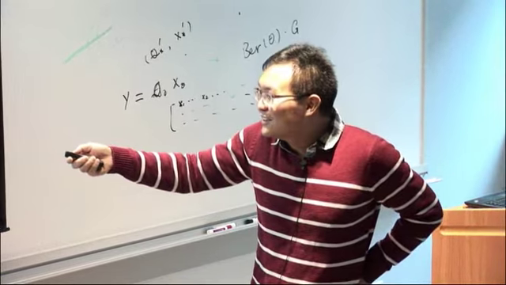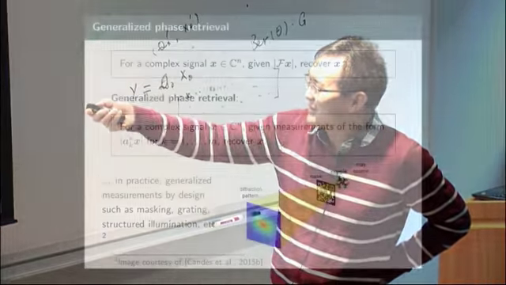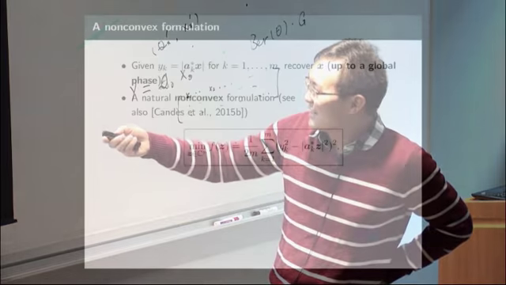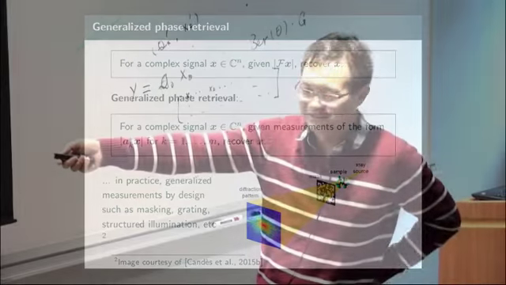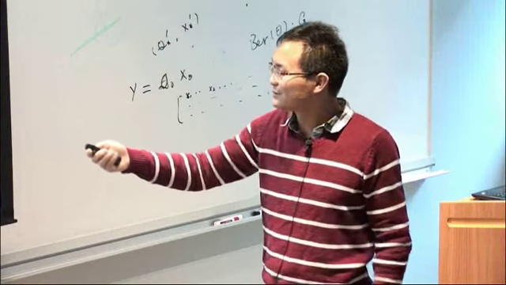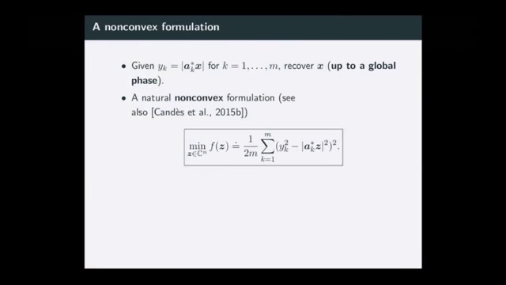And a natural formulation for this problem is that, it's like I give you a lot of equations. You want to solve the equations because I gave you this measurement and you want to get back to x. A natural one is least squares. Why not just try least squares?